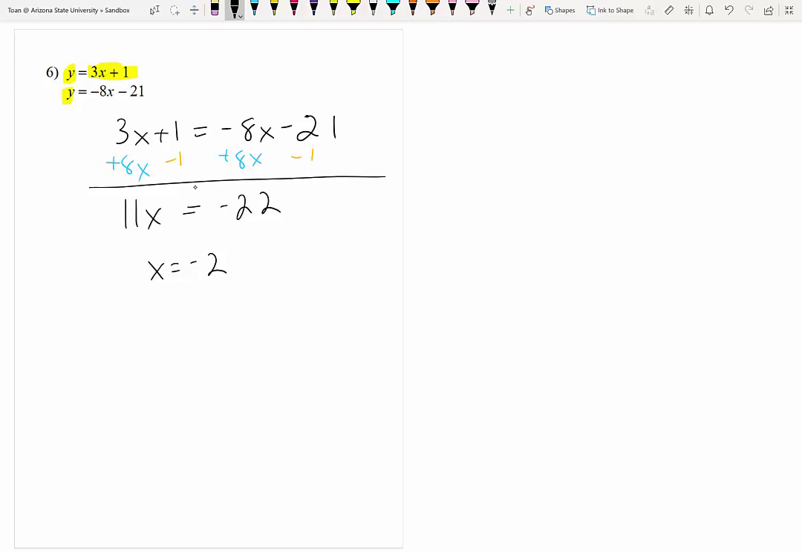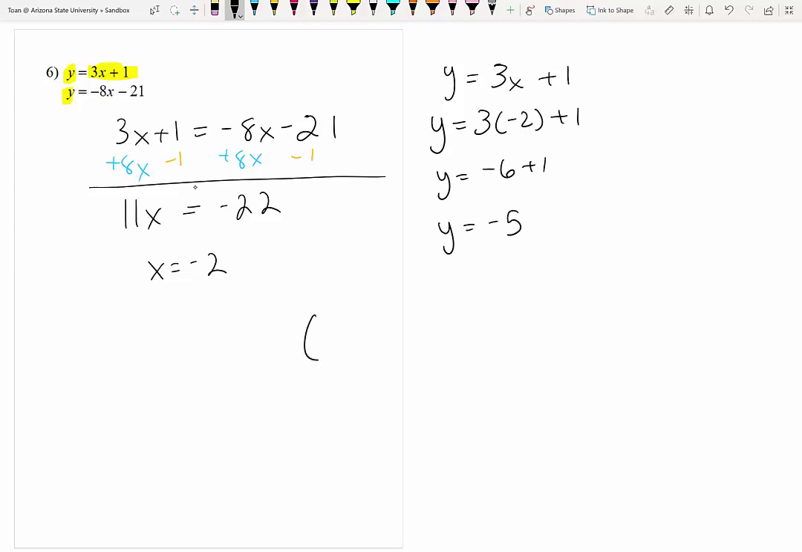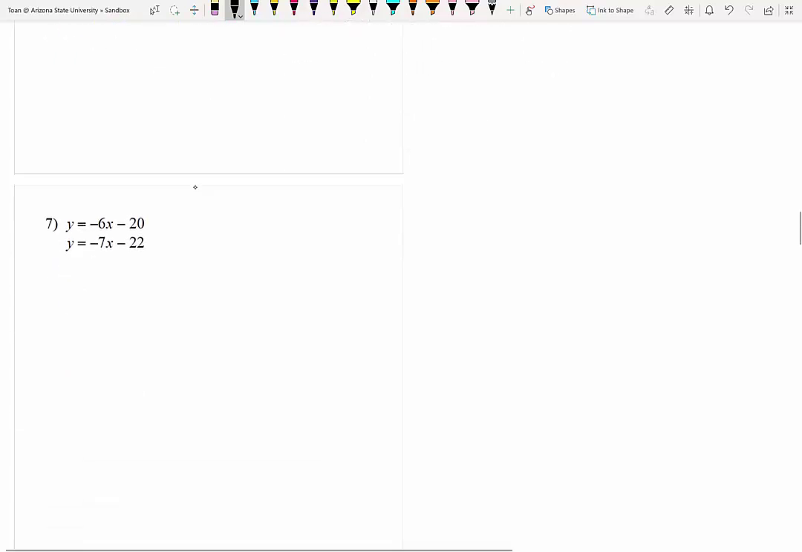Once you have a numerical answer, substitute it back into any of the original equations. Let's substitute into the top equation. Why? Because, I don't know, the numbers look smaller to me. But you can substitute into any equation you want. So plugging in a negative 2 for the x, we do some math. That's negative 6 plus 1, which is negative 5. So there's our solution, negative 2 comma negative 5.